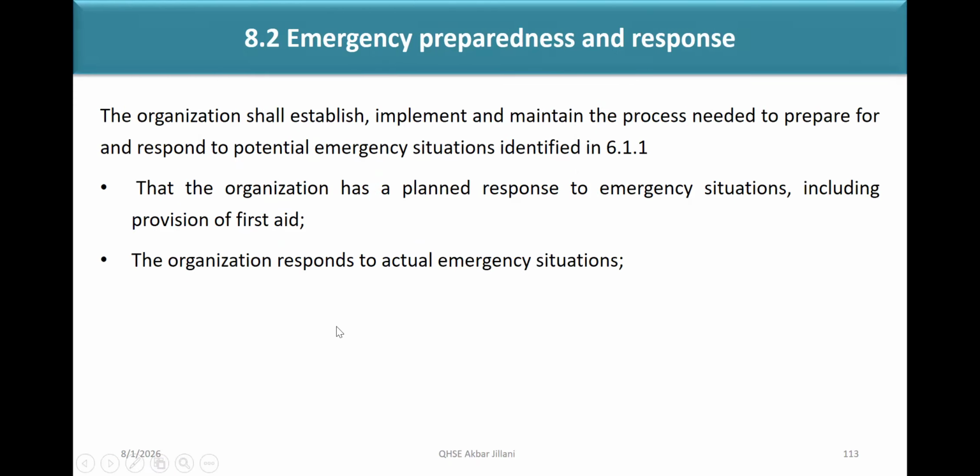Emergency preparedness and response. The organization shall establish, implement, and maintain the process needed to prepare for and respond to potential emergency situations, as we discussed in 6.1.1, the risk assessment. That the organization has a planned response to emergency situations, including provision of first aid. The organization responds to actual emergency situations.